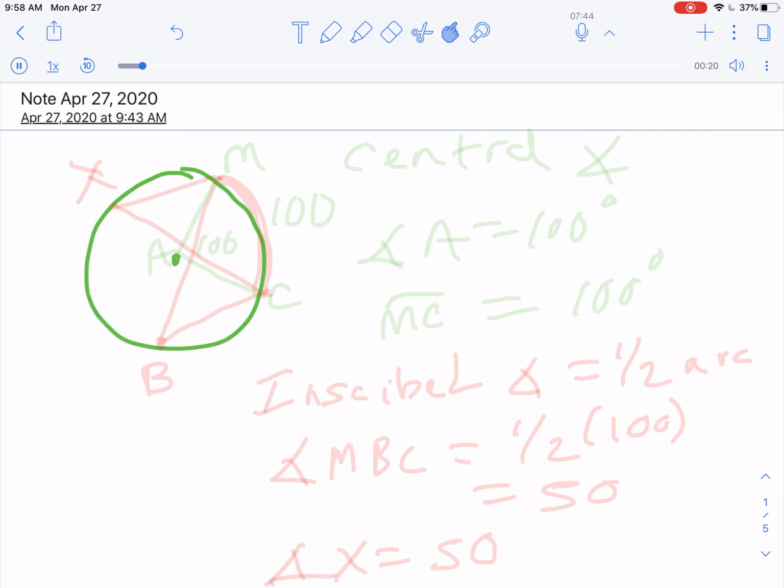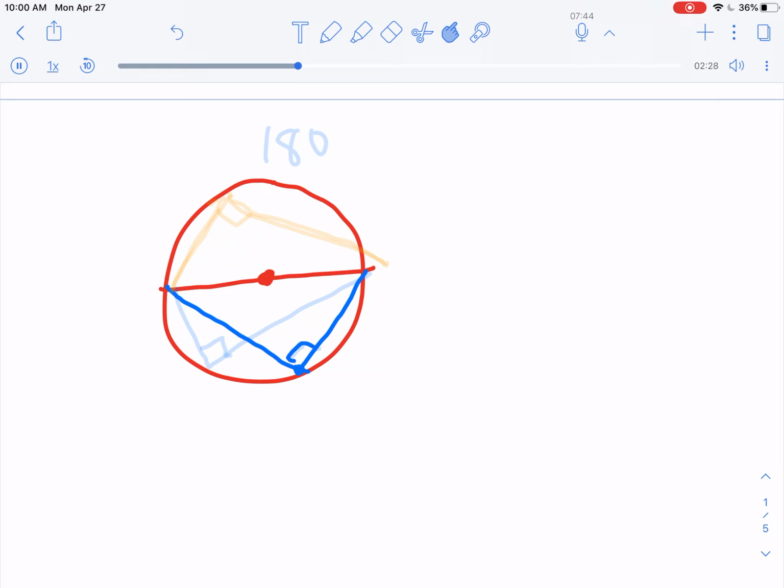Now there's a special case when you have a semicircle. Center, go straight across, and change the color. Let's go blue. If you inscribe any angle in a semicircle, like here, and make sure the intercepted arc is a semicircle, you always get a 90 degree angle. Because the intercepted arc is 180, every inscribed angle on a semicircle would always be 90.